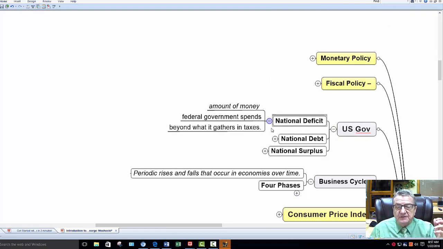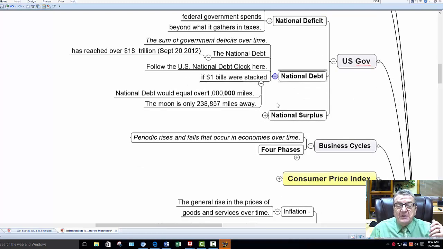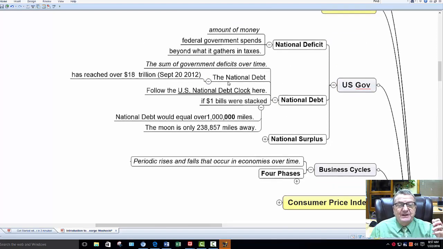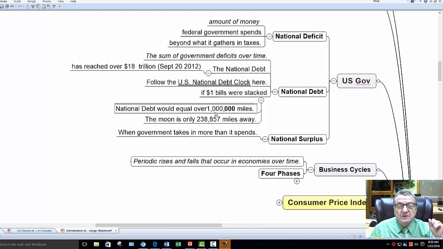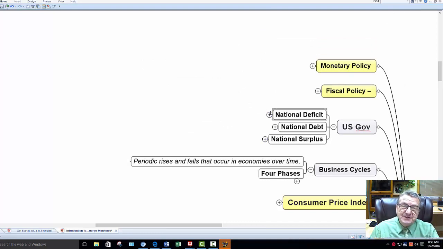Now, the U.S. government has a national deficit. We talked about the amount of money the federal government spends beyond what it gathers in taxes. That's a deficit. Our national debt, I think, as of September 2012 was a little bit lower, and I think the number's higher now. I think it's like 22, 23 trillion now, if not more. You check it out, just Google it, you'll be surprised. If you get a question, whatever the highest number is, that's where we're at. The national debt would equal over 1 million miles, to the moon and back. So this just gives you some information. We don't have a national surplus, we have national debt. That's the whole big issue. You can't always spend. You have to save, or you have to pay off the debt eventually.